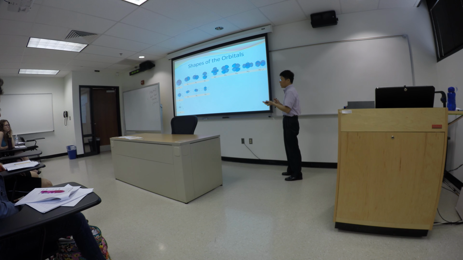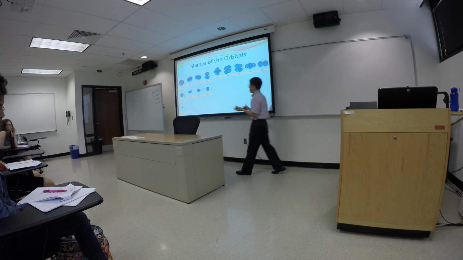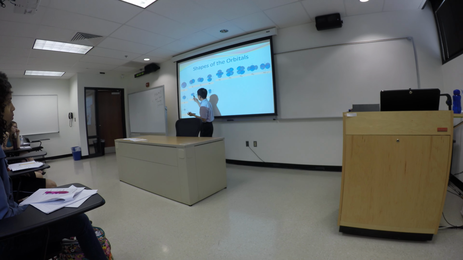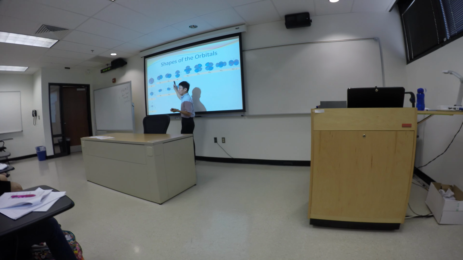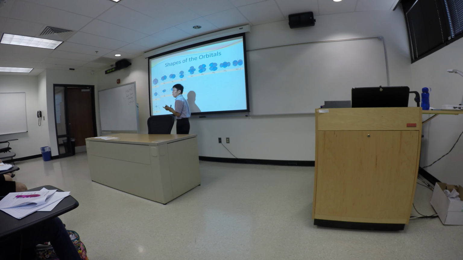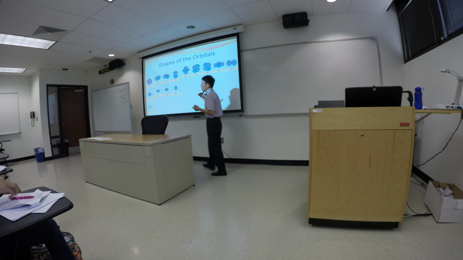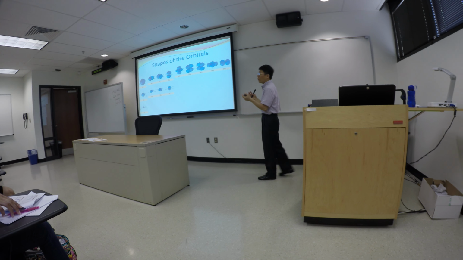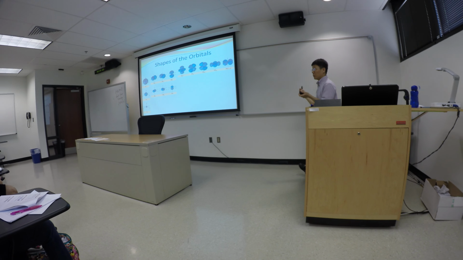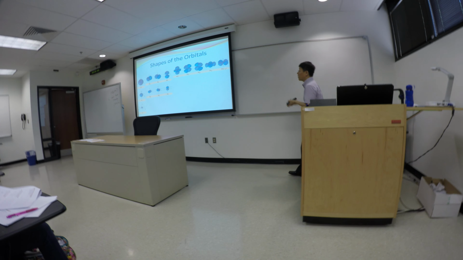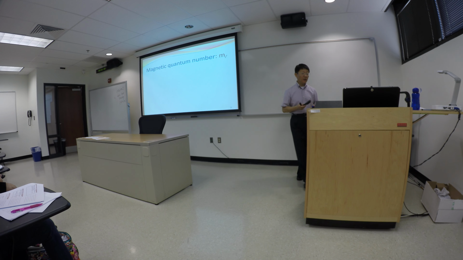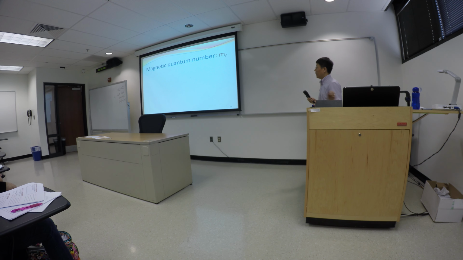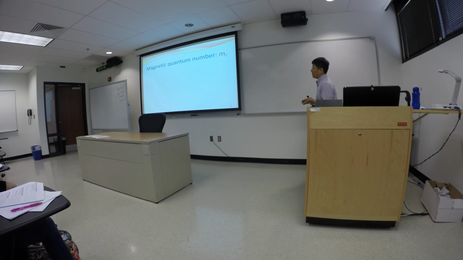So on the first floor, there's only 1 room in there. On the second floor, you have a total of 4 rooms: 1, 2, 3, and 4. And on the third floor, 5 plus 3 plus 1, a total of 9 rooms there. So the higher you go in terms of n value, the more rooms you have, the more electrons you can accommodate. And this is how we distribute all of the electrons for any of the atoms.